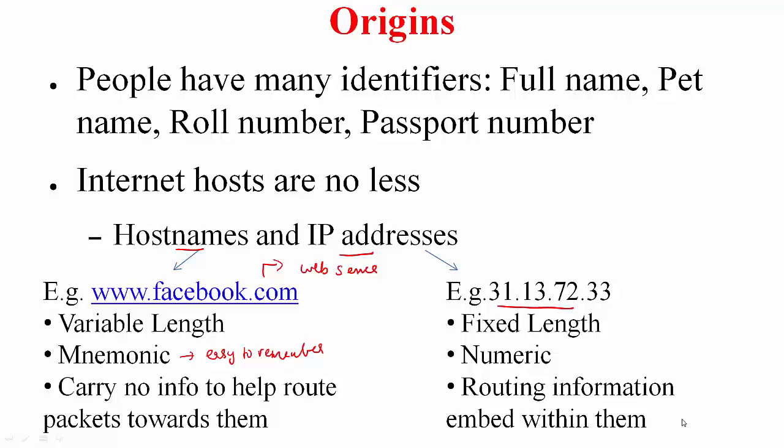They can be of variable length and also they carry no information to help route packets towards them. So for example, if I look at this particular string, I have no idea where this host is located. Whether I have an idea or not is not important. More importantly, the routers have no idea where this host is located. On the contrary, the IP addresses are of fixed length, so this makes processing the strings very efficient at the routers. They are numeric and they also carry routing information within them that gives an idea to a router as to where this particular host is located so that they can send packets accordingly.